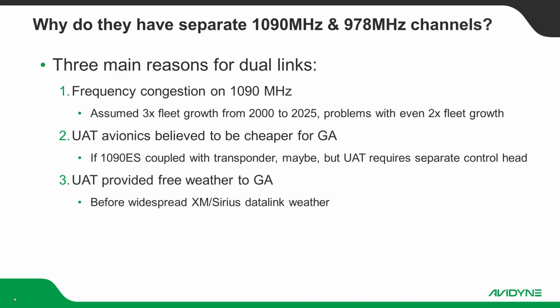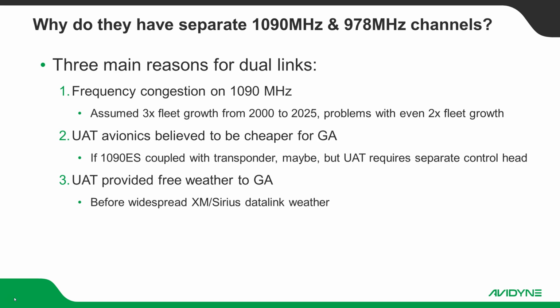So why do we have separate 1090 megahertz and 978 megahertz channels? There were three main reasons for these dual links. One was the assumption that there was going to be frequency congestion on the 1090 megahertz channel. Back when ADS-B was conceptualized, there were concerns about a dramatic growth in U.S. air traffic and fleet growth, as much as 2 to 3 times over the next 25 years. And there was concern that because all these aircraft are using transponders, and a good percentage of them have either a TCAS system or a TAS, which is a traffic advisory system, they're all using products that utilize the 1090 megahertz frequency, and that there would be frequency saturation.